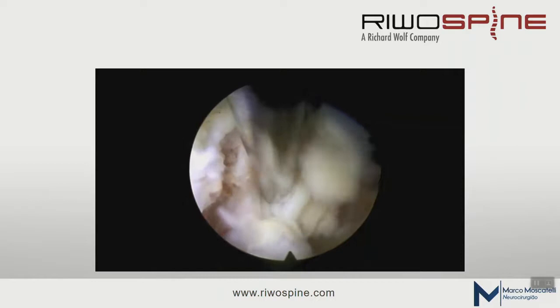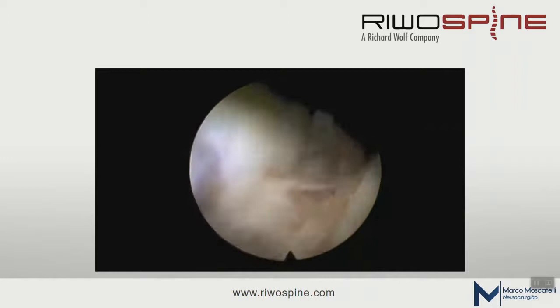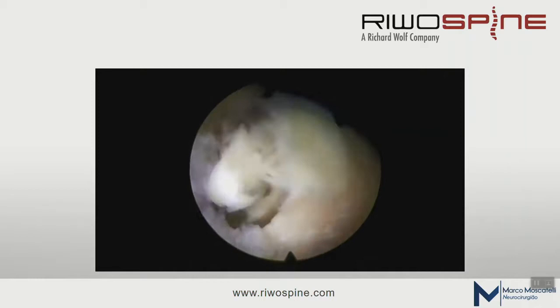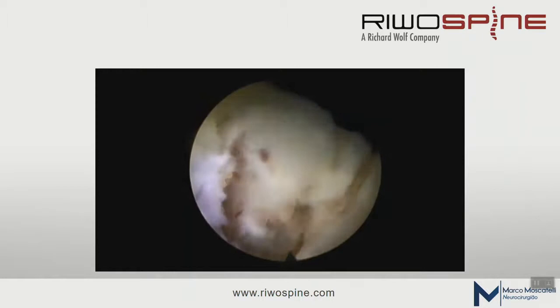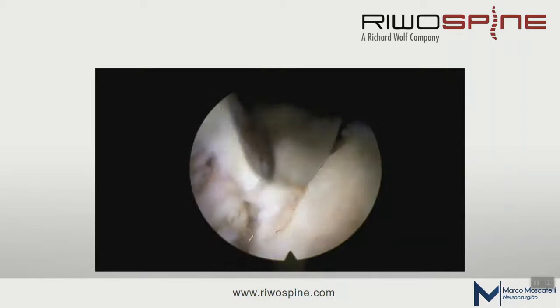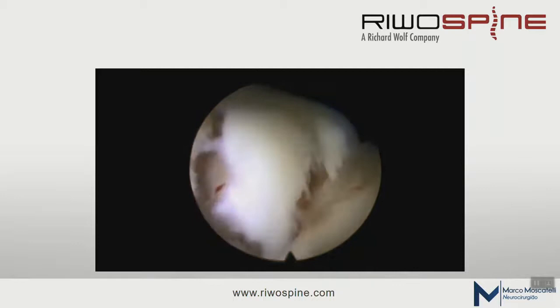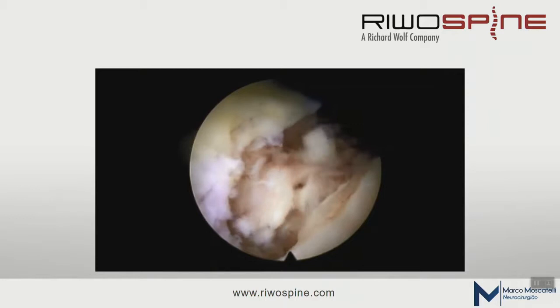With the probe, we look for the fragments under the C8 root, through the axilla. We check all the time, we check inside the disc, and remove a lot of the soft tissues and the fragments. Now the root is a little bit better, but it's not completely decompressed.